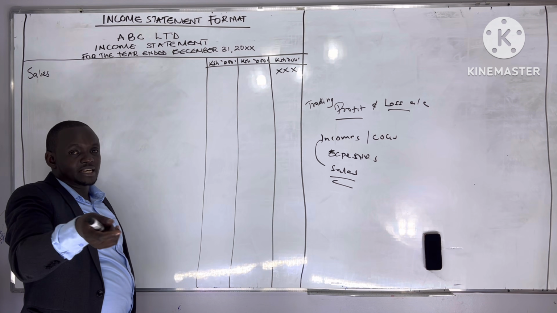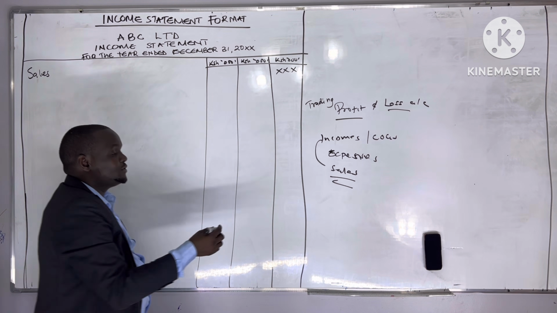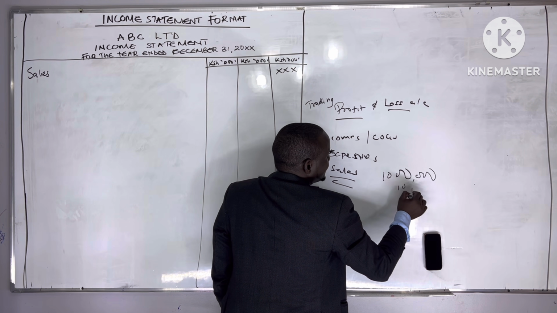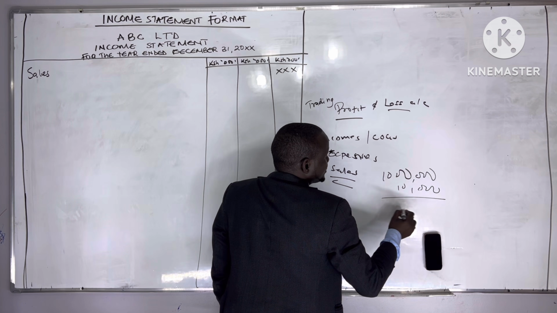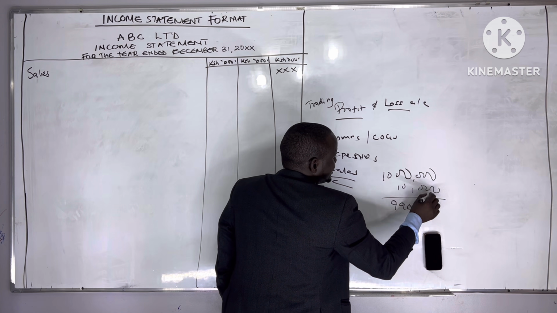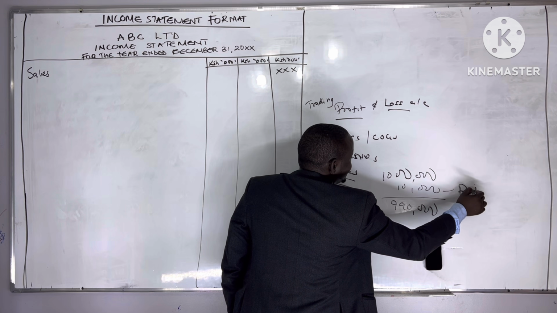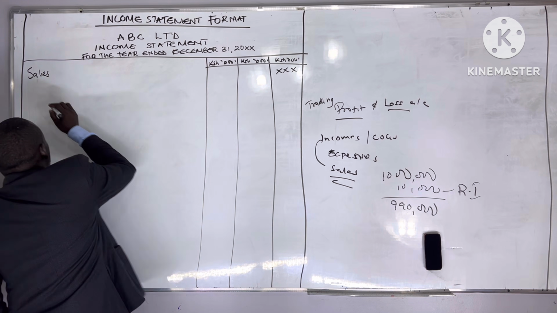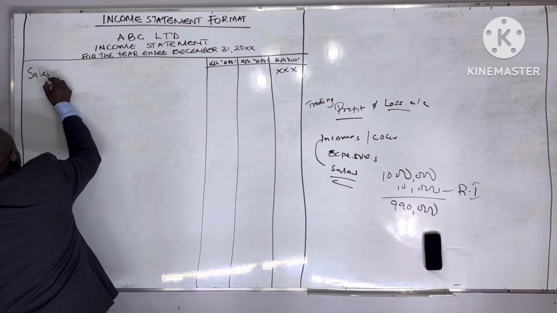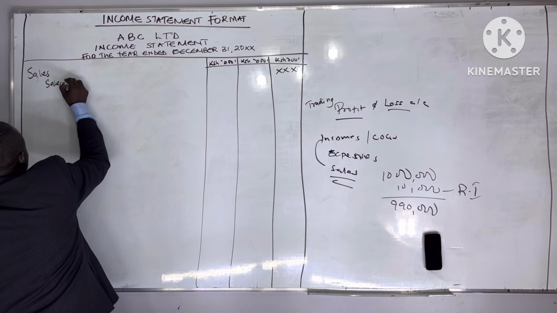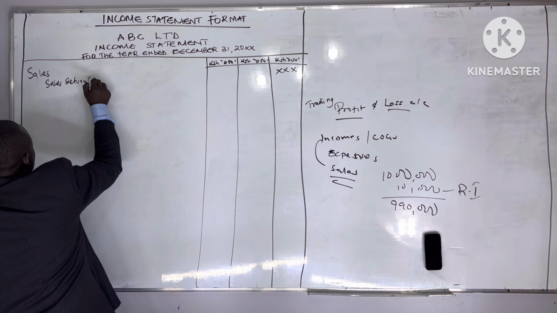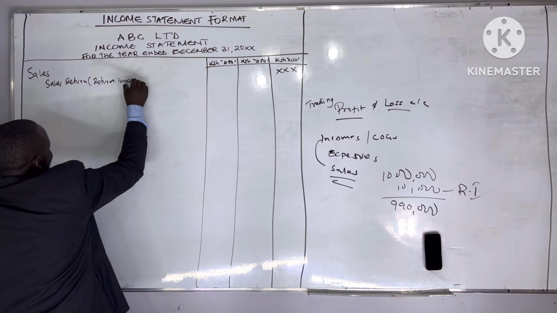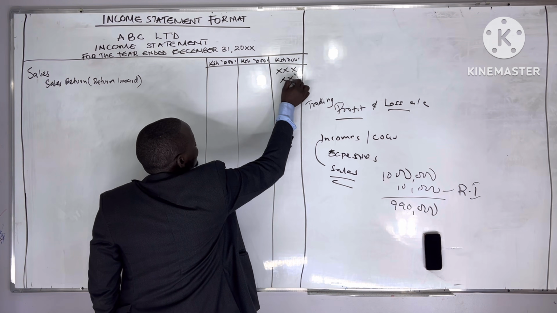When you sell goods, some goods are returned to you. So if you had sold goods worth 1 million and goods have been returned to you worth 10,000, it means your actual sales is actually 990,000. So the goods that are returned are called return inwards. These goods returned, you must minus them. So we less sales return, or what we call return inward. So that one you minus.